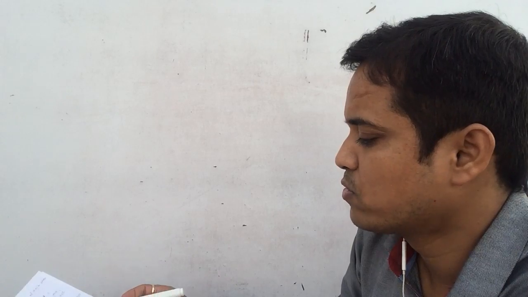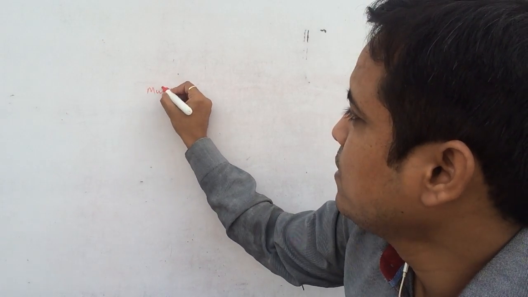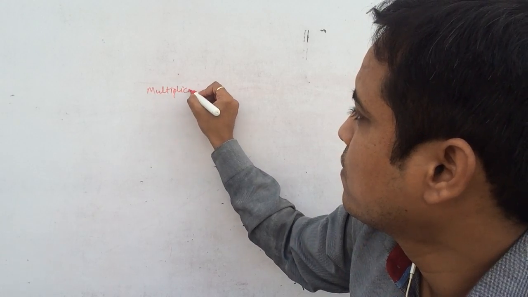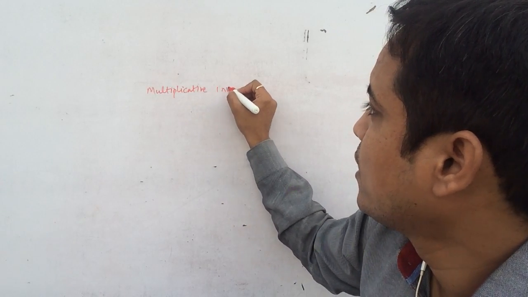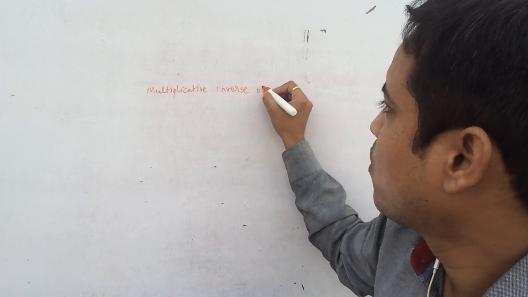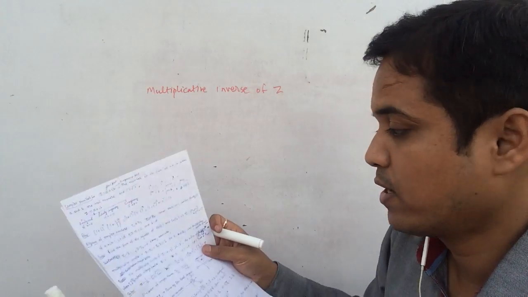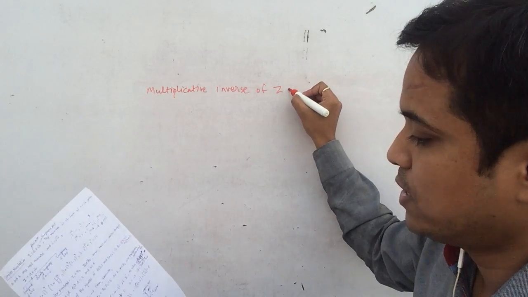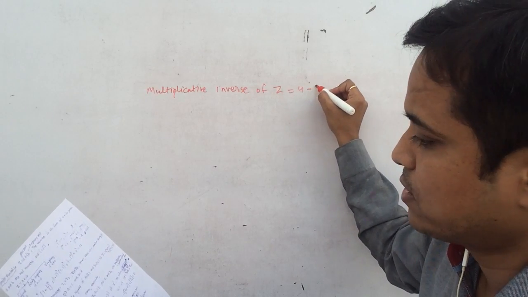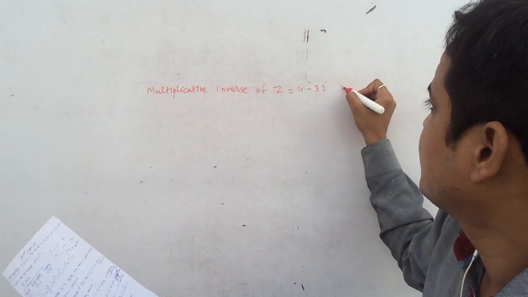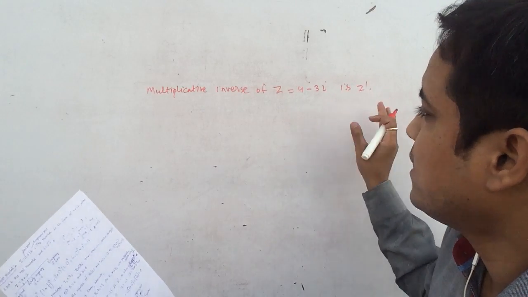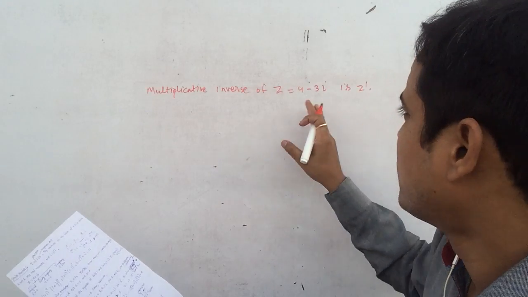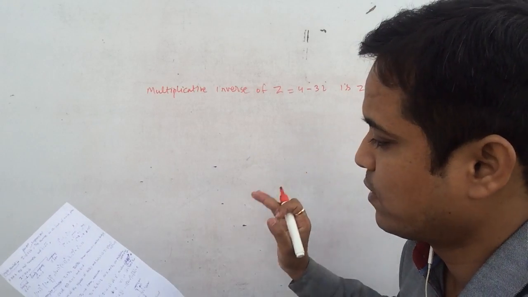The multiplicative inverse of Z equal to 4 minus 3 iota is Z dash. It is given that Z equals 4 minus 3 iota, and Z dash is the multiplicative inverse of 4 minus 3 iota.